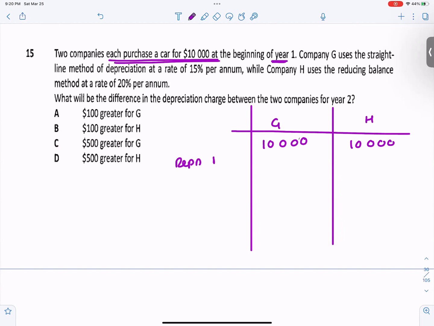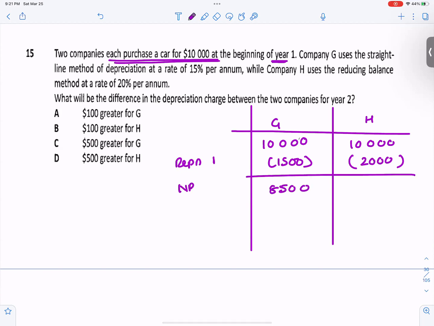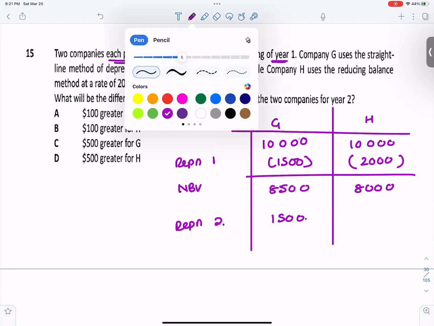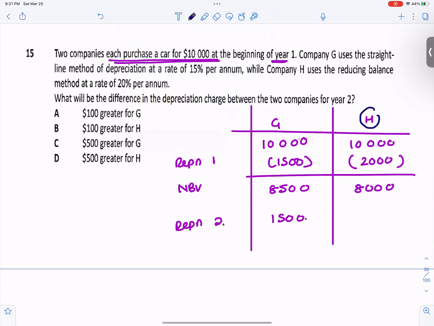Company G uses the straight line method, right? So straight line method, and what percentage? 15%. And company H is using the reducing balance method. So this is the net book value. Depreciation for year 2 for company G will remain the same. For company H, it will be 20% of 8,000, so it comes up to 1,600.